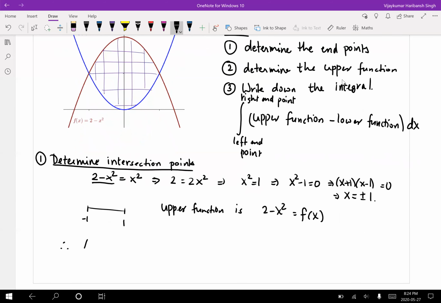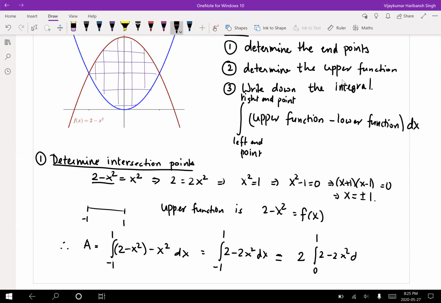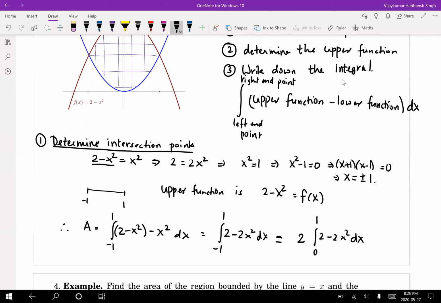So therefore, the integral for the area is going to be minus 1 to 1, upper curve minus the lower curve, dx, which is minus 1 to 1 of 2 minus 2x squared dx. Now this is an even function, so it helps us simplify. So you get 2 times the integral from 0 to 1 of 2 minus 2x squared dx, and the integral is going to be 2 times [2x minus (2/3)x cubed] from 0 to 1. When you put 1, you get 2 times (2 minus 2/3), which is 2 times 4/3, so 8/3. So this is how you compute the region.